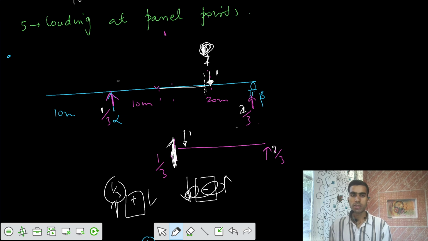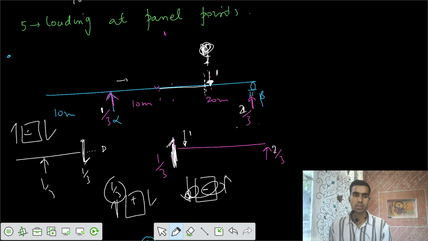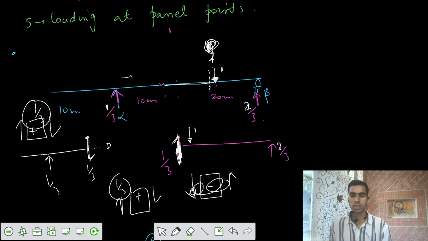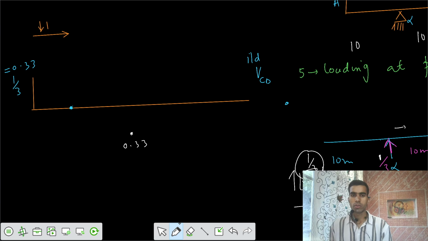Or we can go from this side also. If you got the reaction that's 1 by 3 here, now I cut some section just before point D. Point D is somewhere here. So the shear here would be equal to 1 by 3 downwards. And this is your positive shear force, 1 by 3. So here the value is 1 by 3 positive, 0.33.